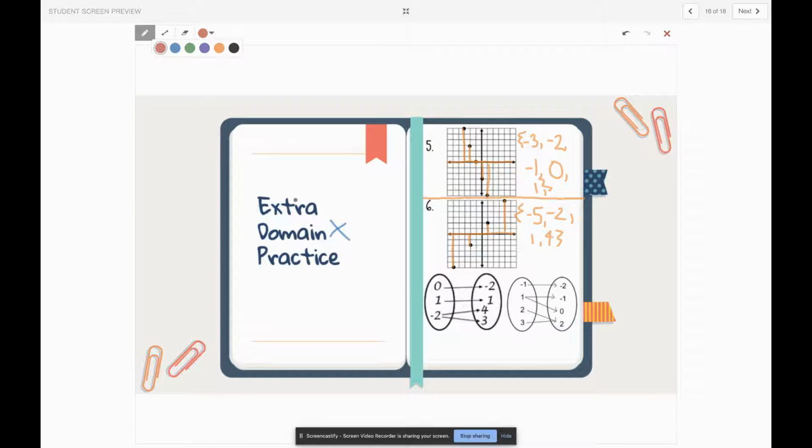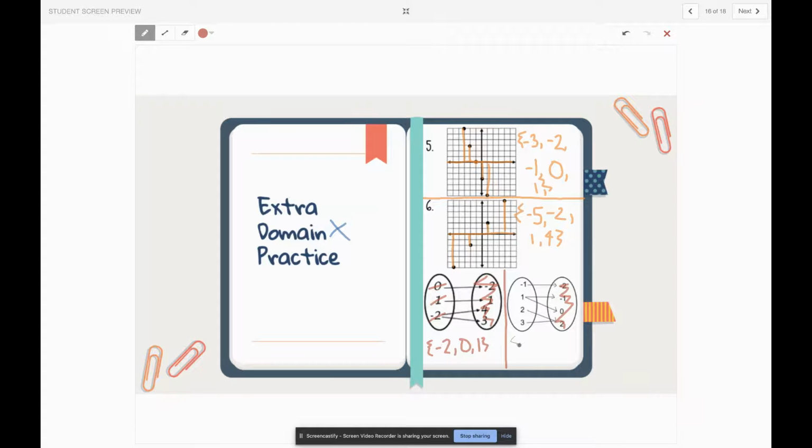And then last, we've got our mapping diagrams. Again, I only care about my X, so I'm not worried about my Y. I just need to list these numbers here. So I've got 0, 1, and usually I want to write them in numerical order. So the -2 would come first. My next biggest number would be 0. And then my last number, I would write 1. Again, I'm trying to write numerical order there.